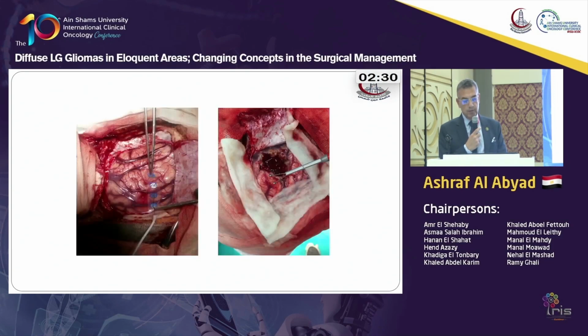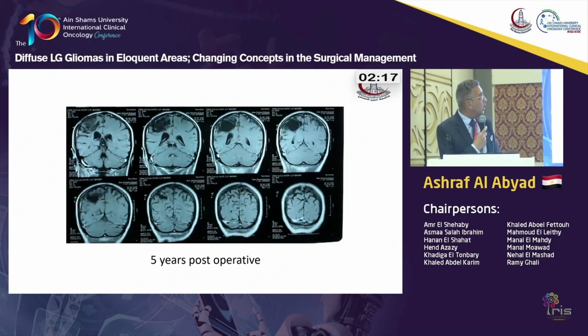This is intraoperative MRI. We do what we call somatosensory evoked potential to identify the central sulcus. And actually, this is the motor area where the probe is located. This is her follow-up MRI, 5 years post-operatively, showing just an area of encephalomalacia.